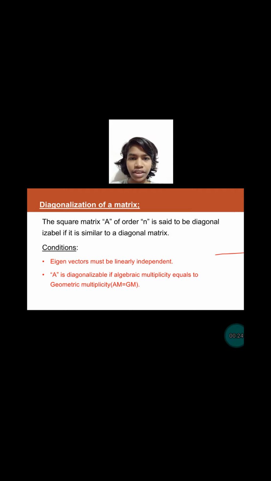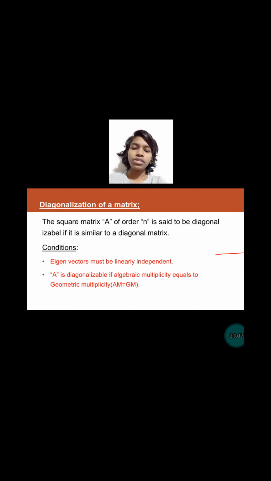Let us consider a matrix A of some order, maybe 2 by 2, 3 by 3, or 4 by 4. That matrix A is said to be diagonalizable if it is similar to a diagonal matrix. We know that a diagonal matrix is a matrix in which, except the principal diagonal elements, the rest of the elements are zeros, and the principal diagonal elements are non-zeros. And let us have a look at the conditions for diagonalization of a matrix.